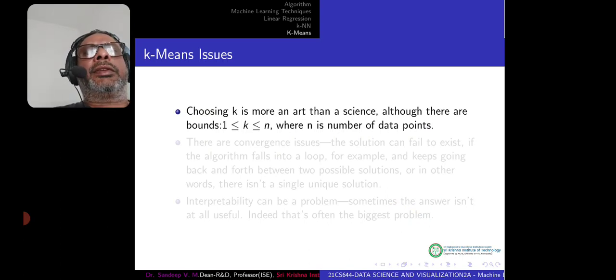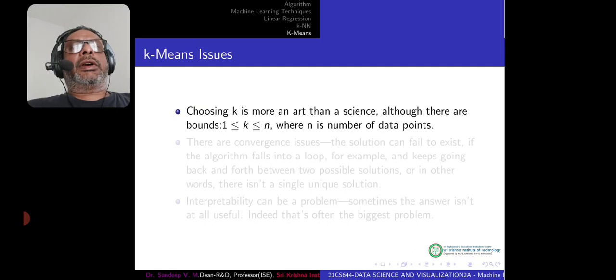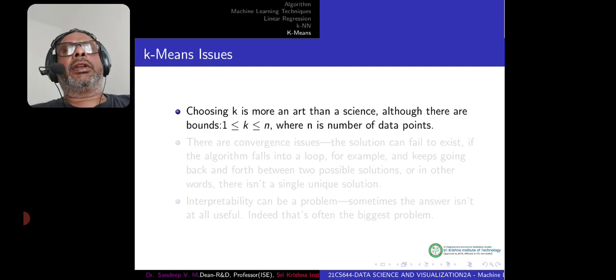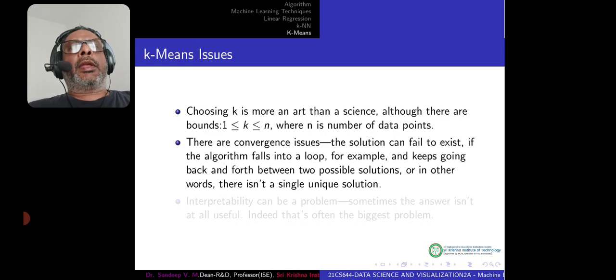Again, the same thing comes up: defining what should be the value of k. The definition of the value of k is more of an art than a science. Given the number of data points n, k has to be between 1 and n only. Then there are some convergence issues, where a solution can fail to exist if the algorithm falls into a loop, for example, keeps going back and forth between two possible solutions, or in other words, there isn't a single unique solution.